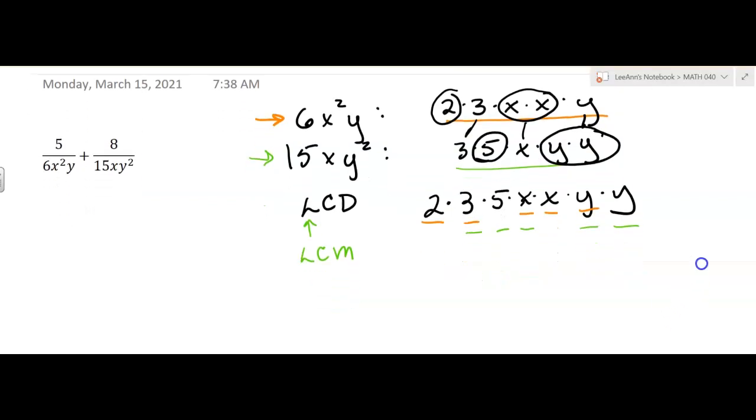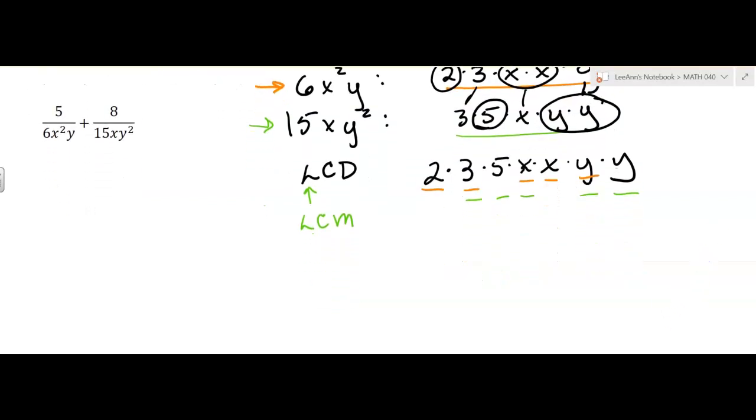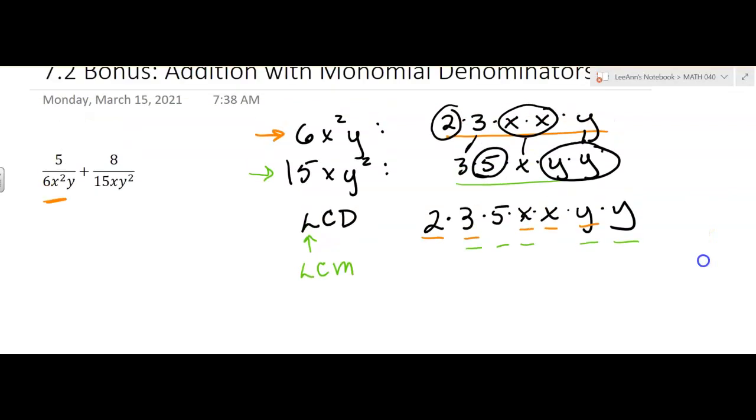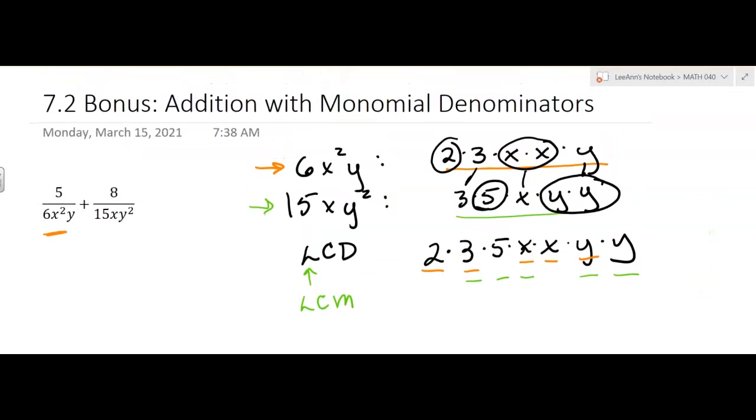Now what we have to do is get the LCD over here. Whoops. I'm going to erase that. And we'll do this in orange. We'll do the first one in orange. So when I look at the orange part, the 6x squared y, here's what I already have. I have the 2, the 3, the x, and the y. Now I need to put in what's missing. Well, it's missing the 5, and it's missing a y. So I will be multiplying by 5y.